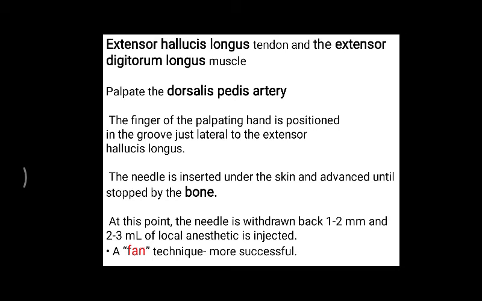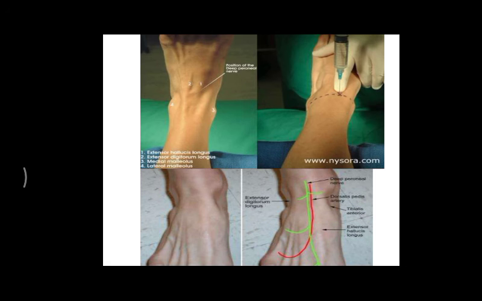At this point, the needle is withdrawn a little bit, about 2 mm, and about 3 ml of local anesthetic is injected there in a fan technique, which gives better results. See guys, here we can see the blocking of the deep peroneal nerve.